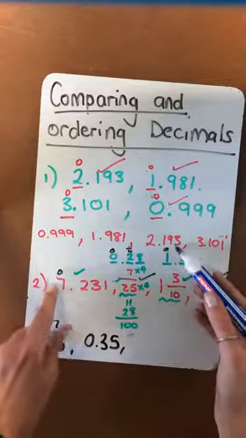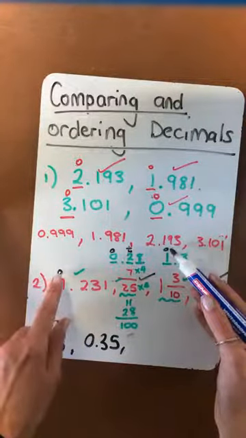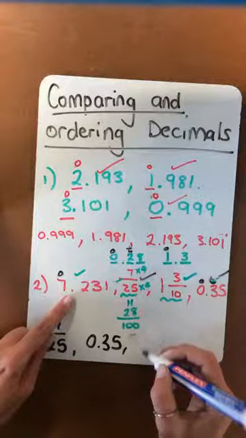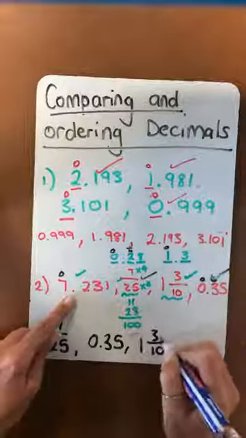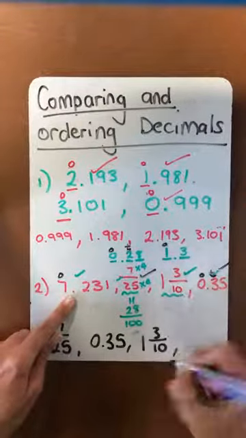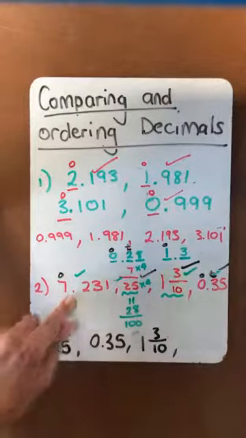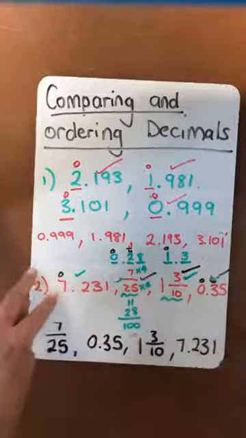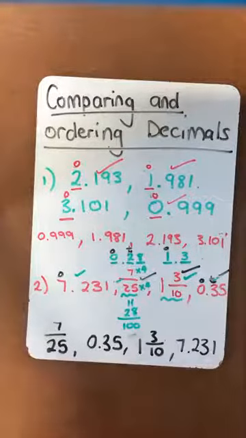1.3 and 7.231. So I'm looking at my ones place. 1 and 7. 1 is way smaller than 7. So I'm going to put 1 and 3/10 next. 1 and 3/10 is next. So I've used that one. And last off, I have 7.231, which is the biggest decimal.